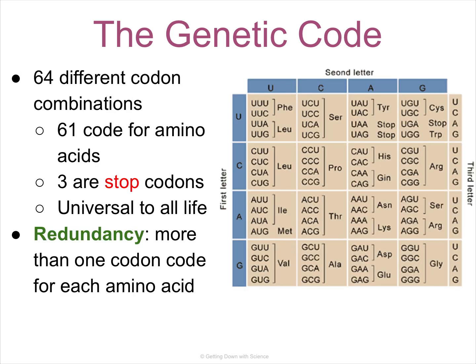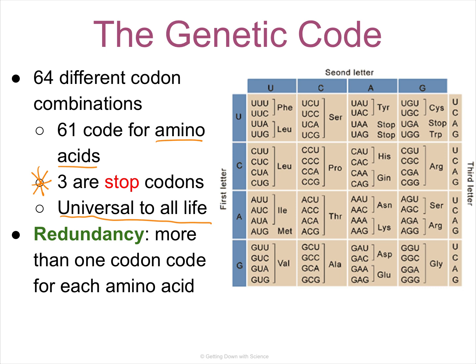Now, just for your information, there are 64 different codon combinations. 61 of them actually do code for amino acids. 3 of them are stop codons. Stop codons are a message to all the parts of the cell that something needs to stop, right? And that's why they're called stop codons. Amino acids and codon combinations are also universal to all life. So that means anything that's alive, that's living, is going to have these 64 different codon combinations.